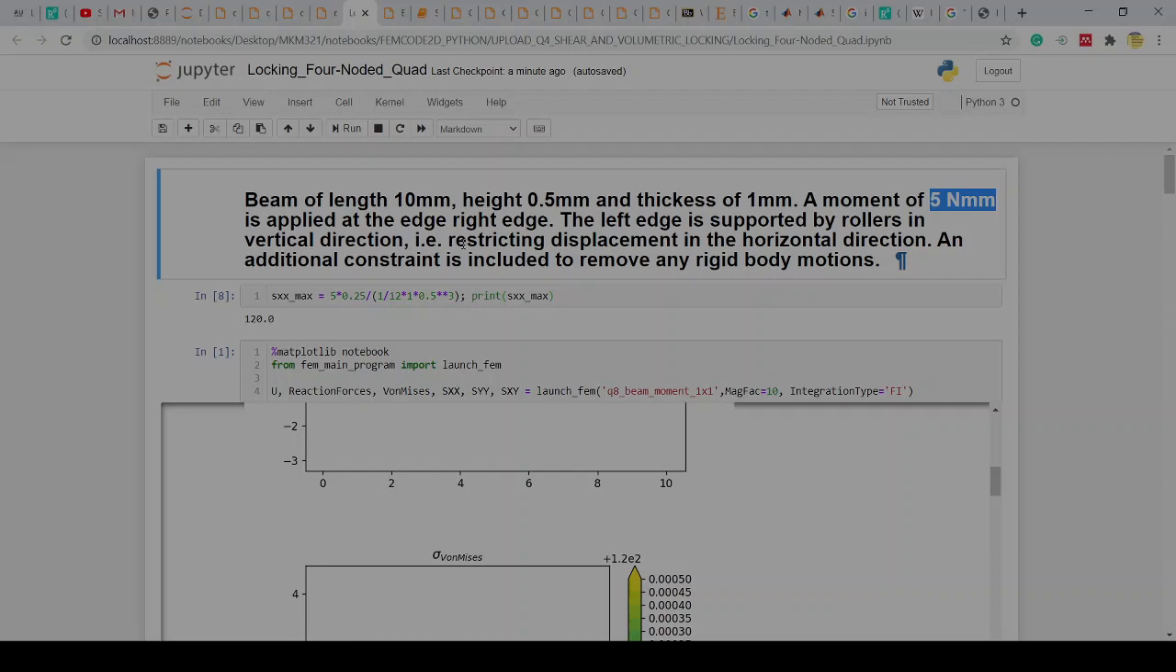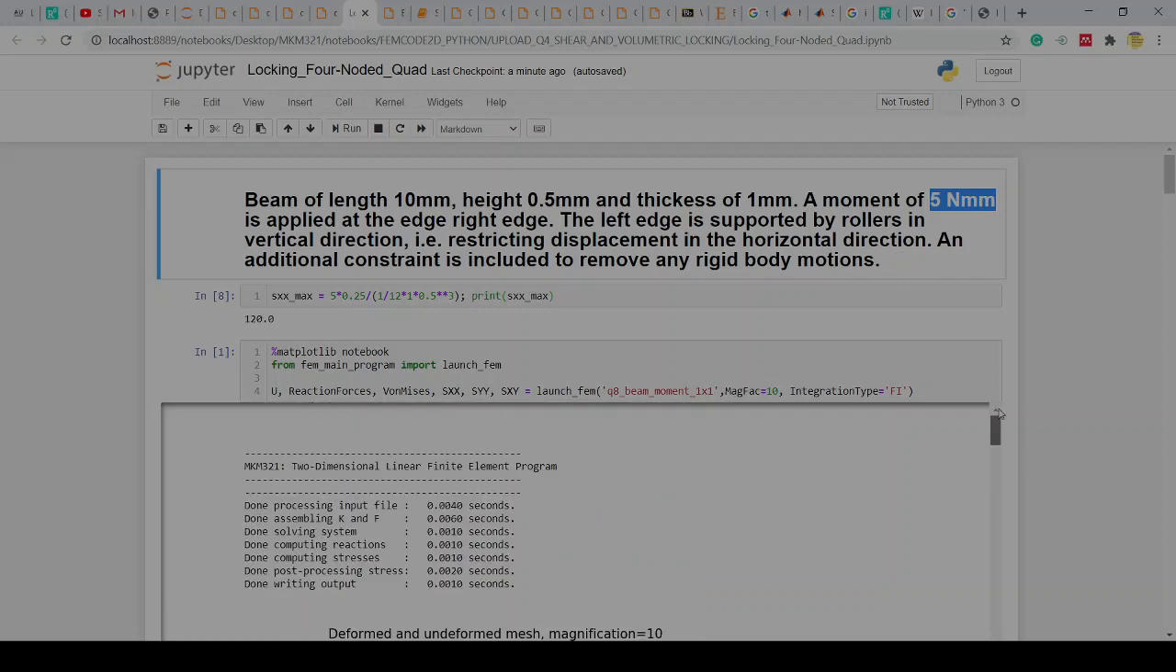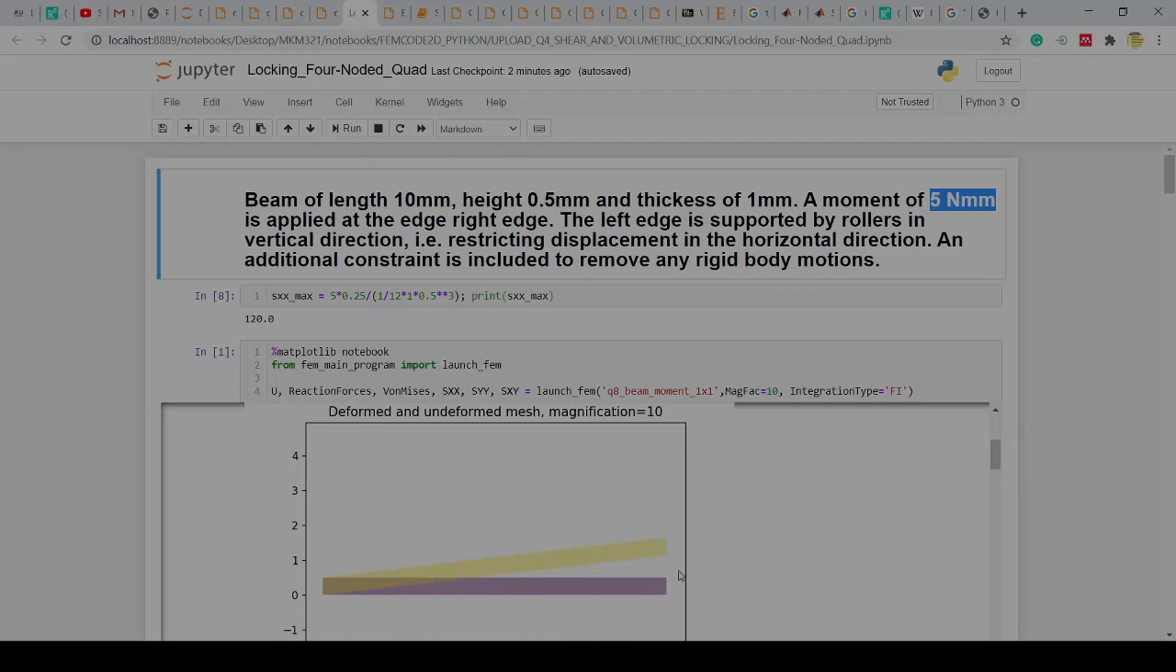So that is what we have. There are no rigid body motions, it's just a pure bending moment. So we expect to see only sigma xx stress, because we're applying the moment at the edge perpendicular to the length of the beam on the right hand side. So if I can illustrate it here, we're essentially applying a moment here of 5 Nm. The top we can see is nicely in compression, the bottom nicely in tension, and that's the problem that we're dealing with.